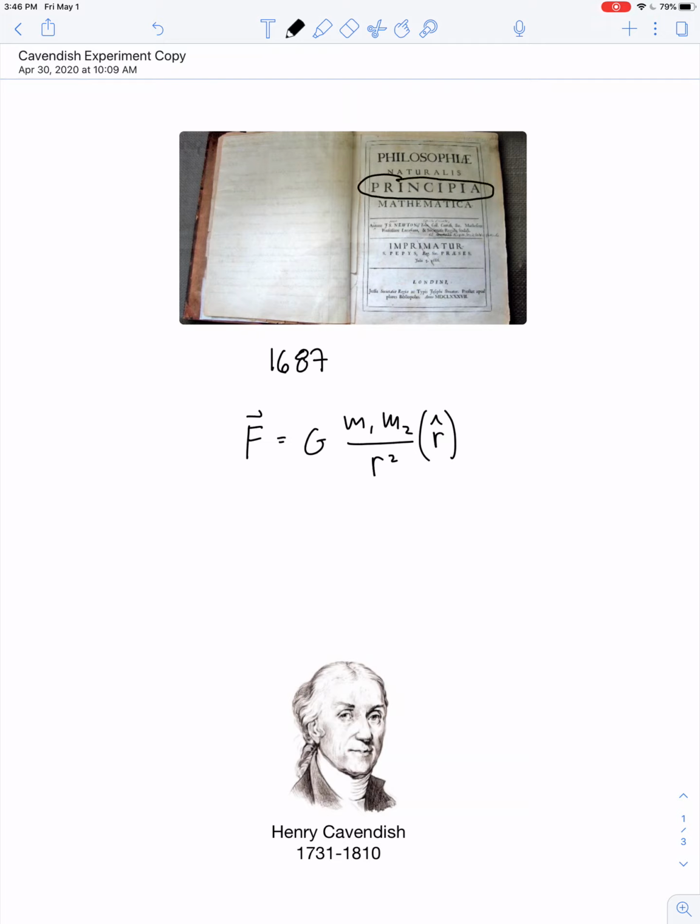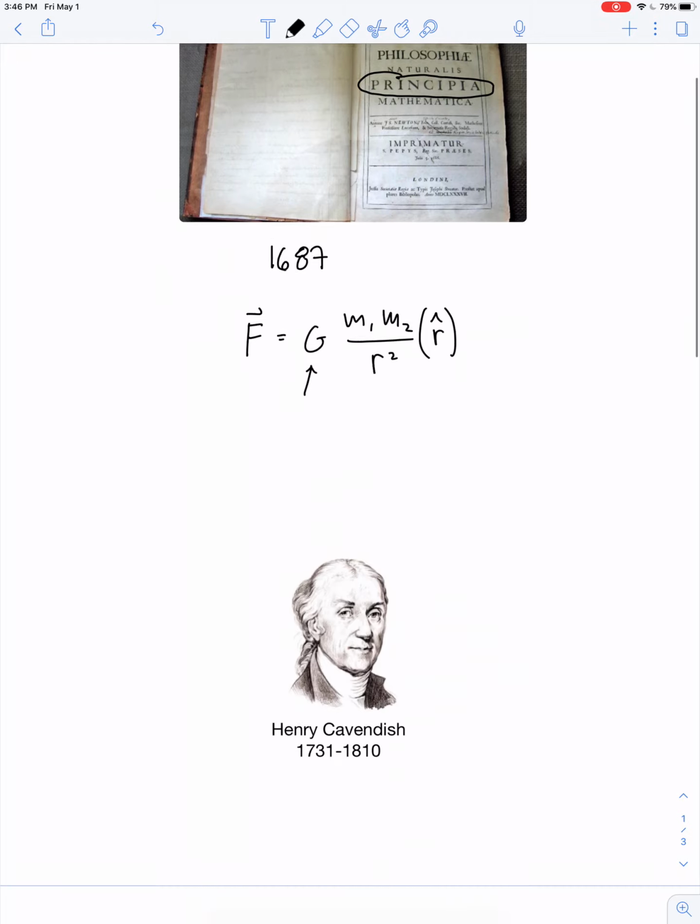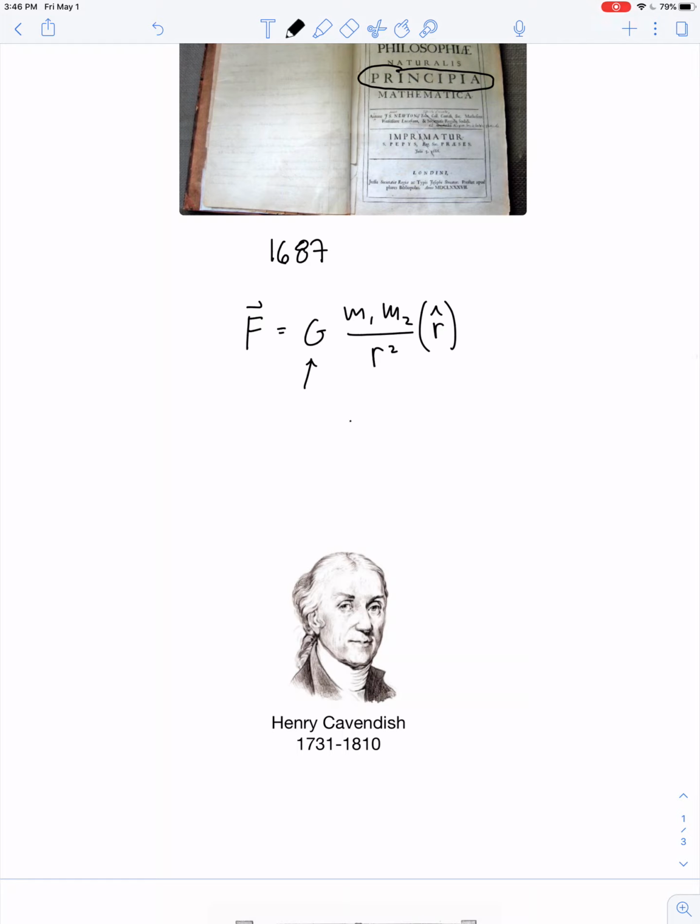But I can tell you this much. Newton himself did not really know the value of this constant. The idea that Newton expressed is that the force of gravity had to be proportional to the inverse of the distance squared between two objects, and at the same time, the force had to be directly proportional to both the mass number 1 and the mass number 2, and an equation of this form says that, right?